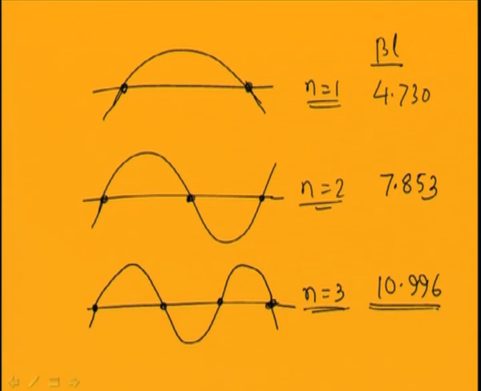In this way, you can find different modes for the different types of beam. In the next class, we will study some other examples regarding the wave equation and the Euler-Bernoulli beam equation.